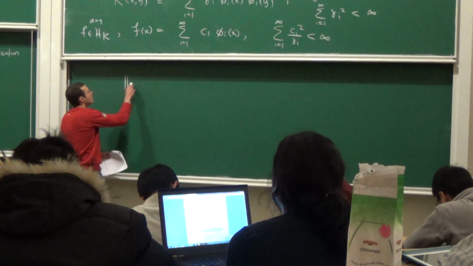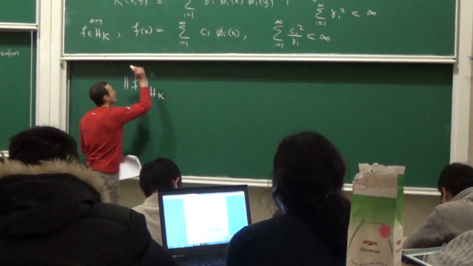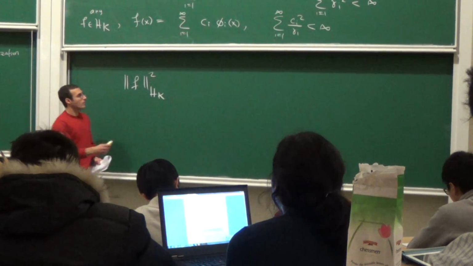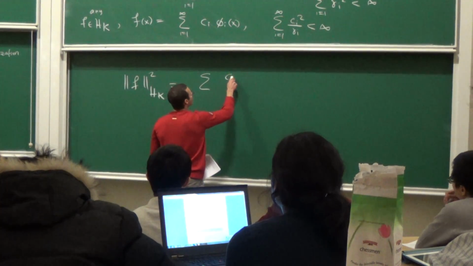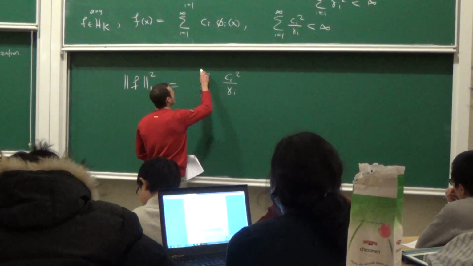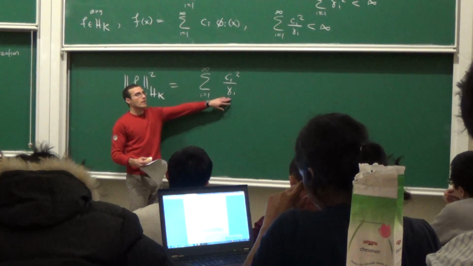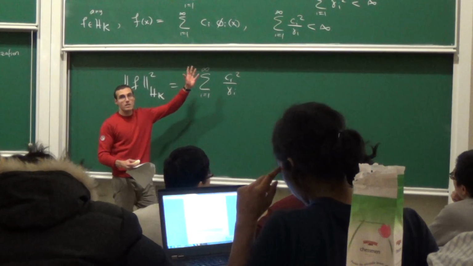Now I'm going to define a norm on the function space HK. So if I have any f that's in HK, I'm going to define a norm, and it'll just be exactly this guy here. So what happens when I take its weights and its eigendecomposition, I square them, divide them by gamma, and add them up. And so this is going to be finite by assumption.